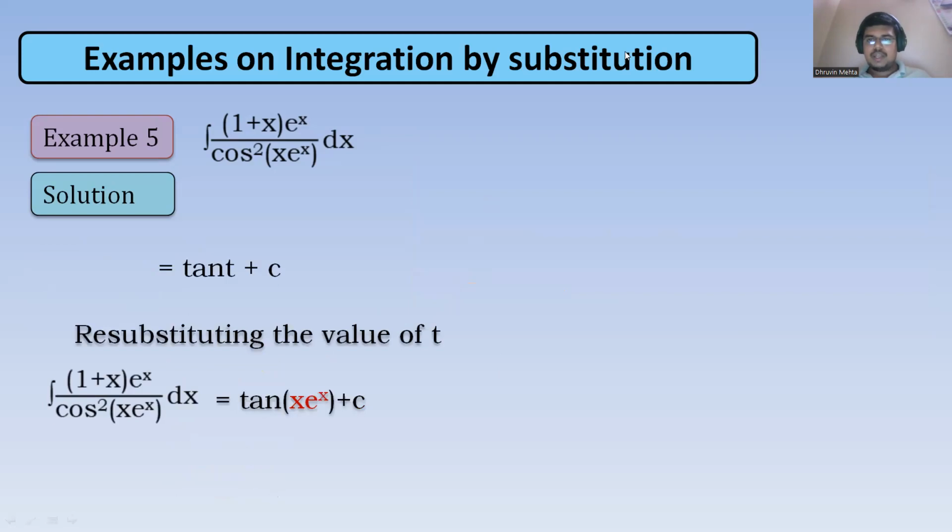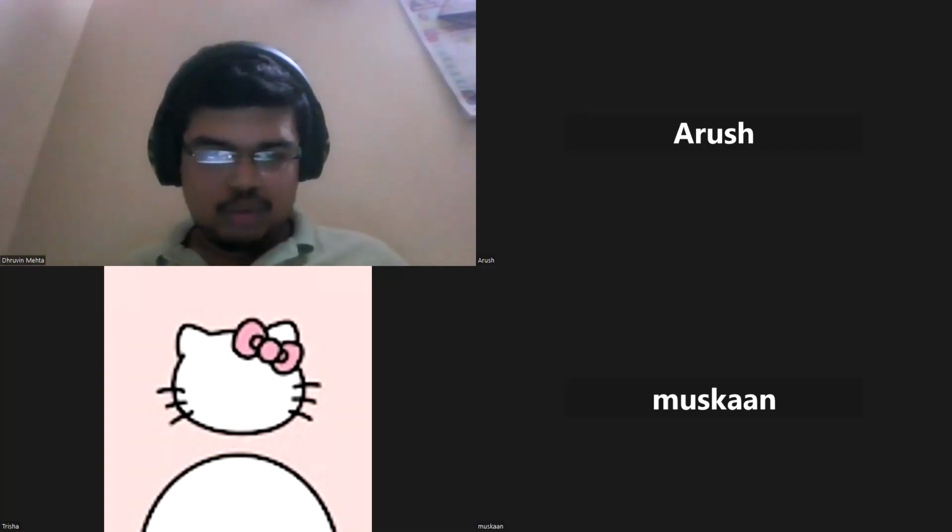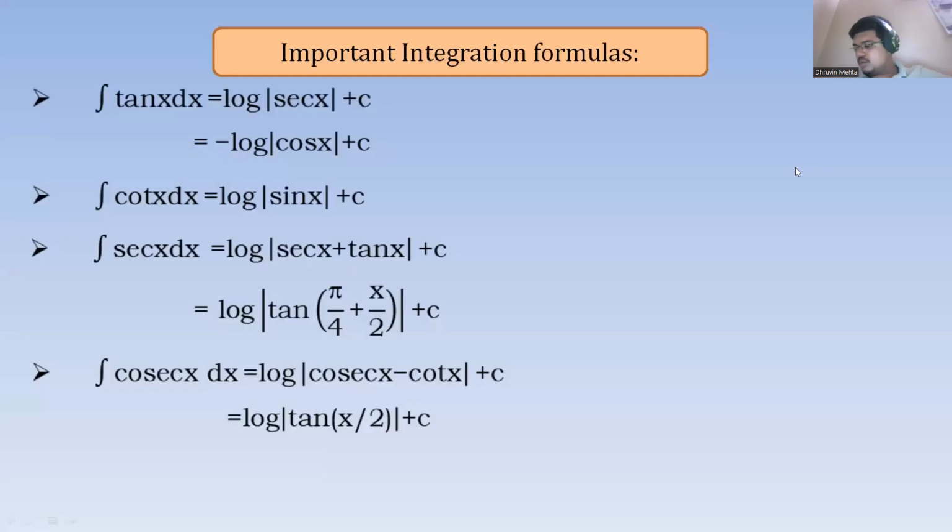Chalo, now let's move to the next type. Ye ho gaya substitution. See, in the first formula list which we have made, we have only discussed formulas of sine and cos when we talk about trigo formulas. We don't have a direct formula for tan, cot, sec, cosec. So these are those 4 formulas of tan, cot, sec, cosec.